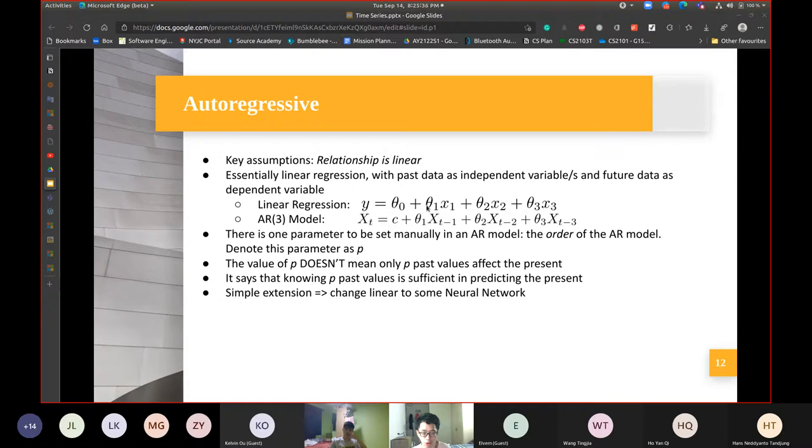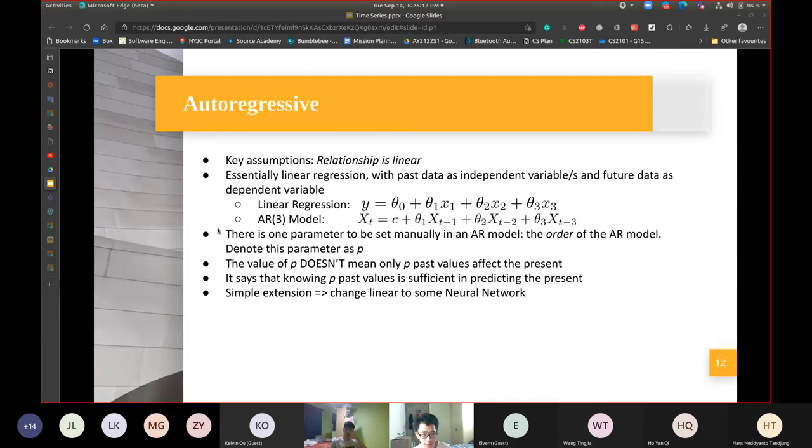That means no squaring. You shouldn't need to square past values to get future values. You shouldn't need to do some other strange computation to get the future value, right? These assumptions, again, may not hold. So when things go wrong, when prediction accuracy is not too high, do keep in mind these assumptions, and maybe you can change the model according to the assumptions to see if improvements are made, right?